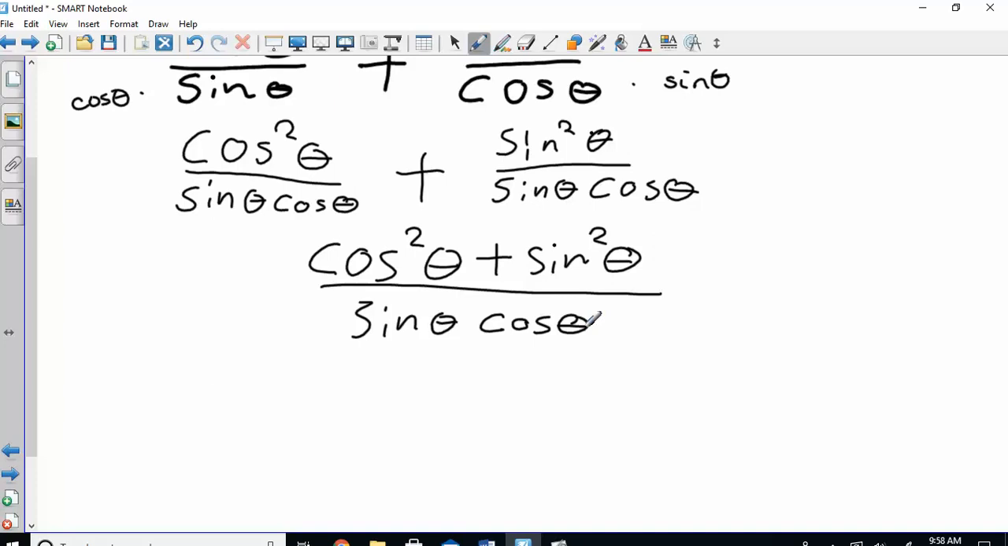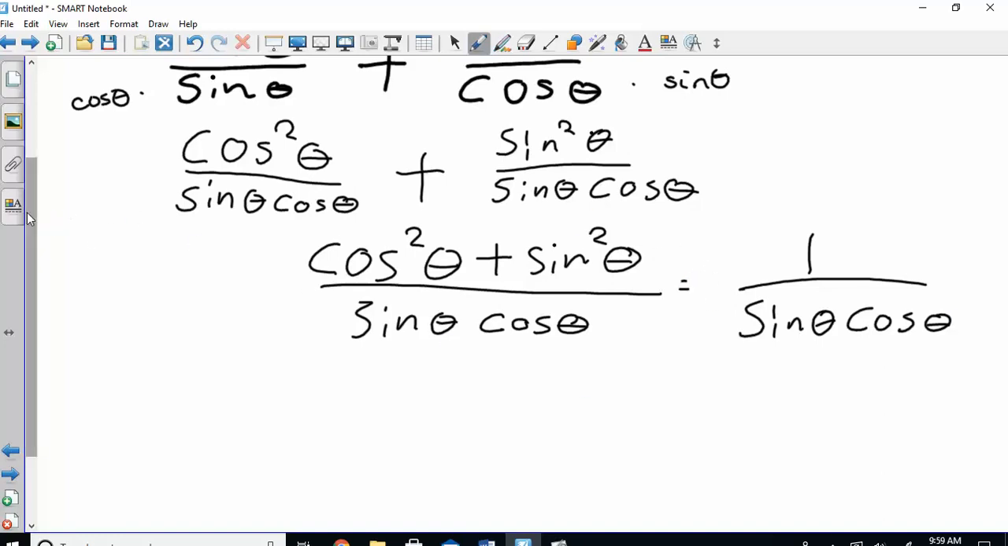Alright. Anybody recognize an identity here? We can simplify it. Yeah. Cosine squared plus sine squared is 1. So we have 1 over sine theta cosine theta. One last step we can do.